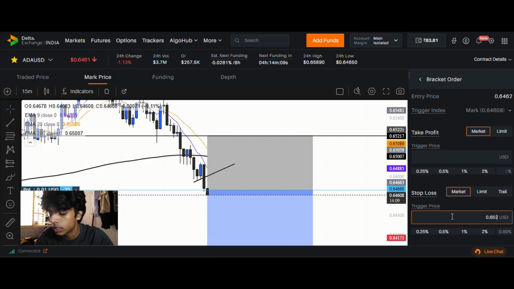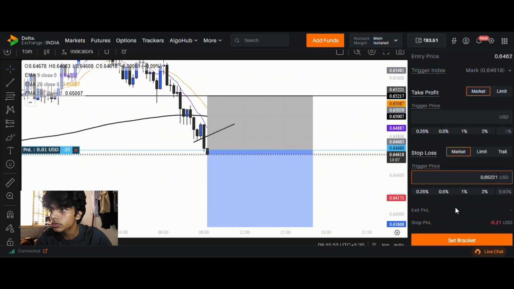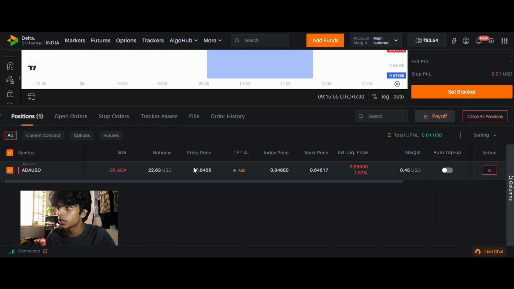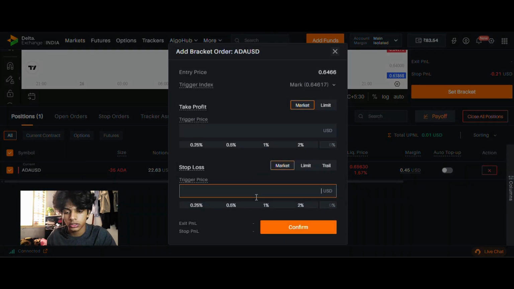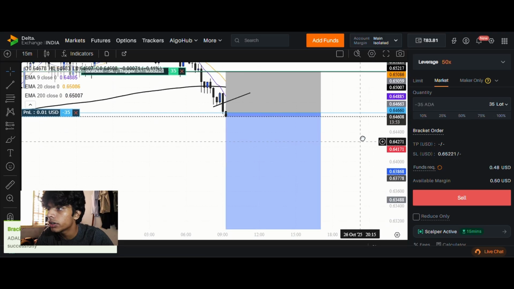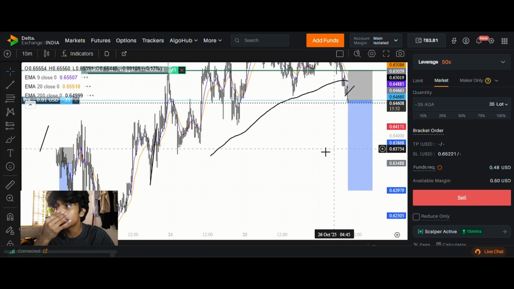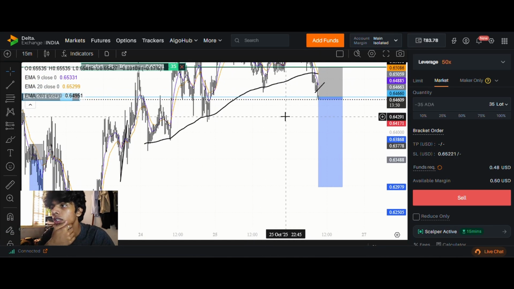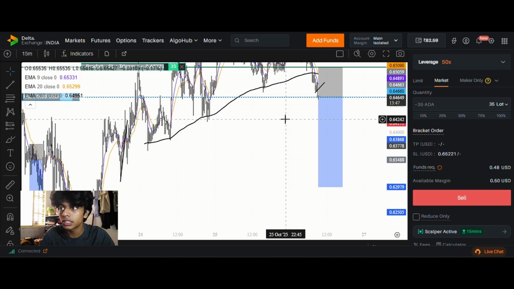Let me just add it. Okay, I have to add it over here. So 0.6, yep, 0.19 USD risked, and already the trade is hitting a take profit. Hopefully it does go down and not reverse on me from here. It can even be a trap setup over here.